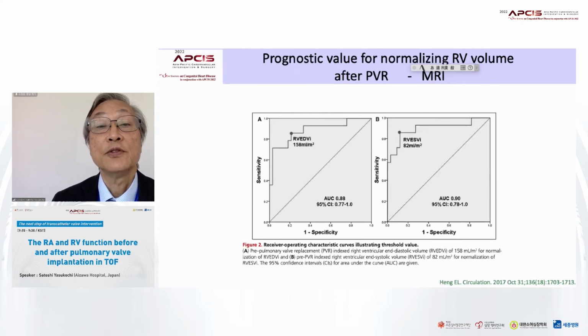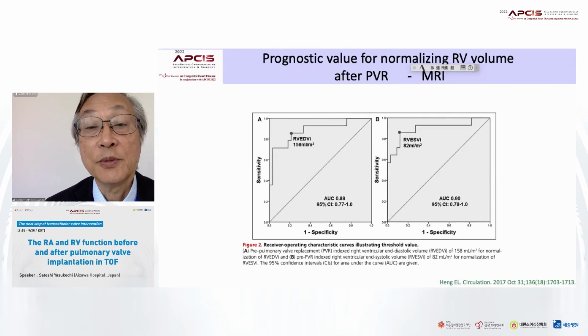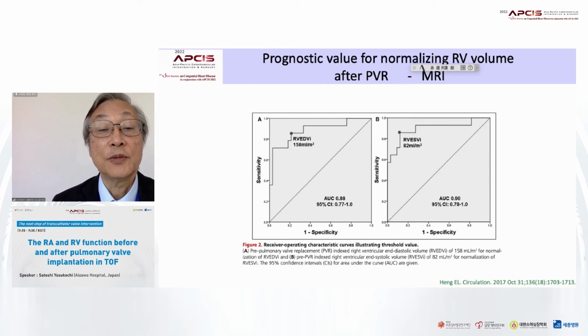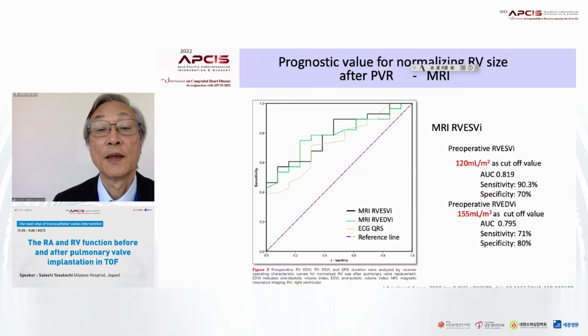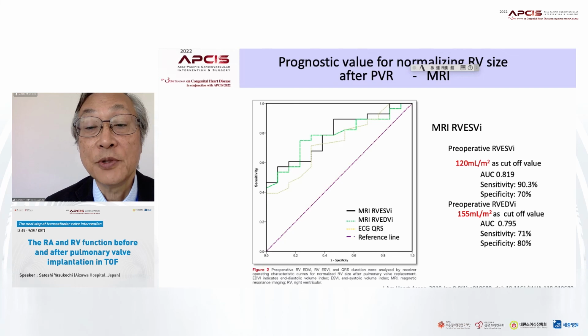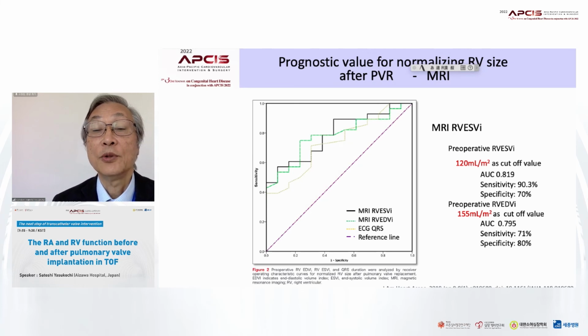This is the prognostic value of normalizing RV volumes after the PVR by an MRI study. The cutoff value for RV-EDVI is 158 mL per square meter, and for RV-ESVI is 82 mL per square meter, as the cutoff point for normalizing RV volumes. This is another study on the prognostic value of normalizing RV size after the PVR. This study demonstrated that the RV-EDVI cutoff point is 155, and the end-systolic volume is 120. This is a little larger than the previous studies.